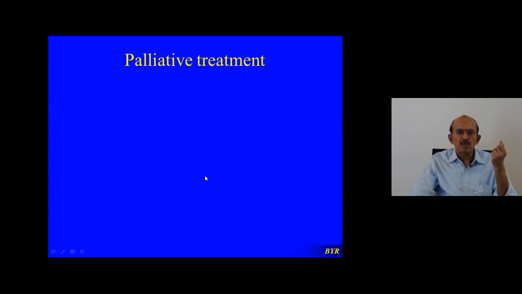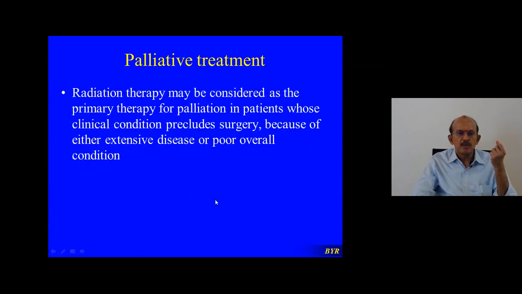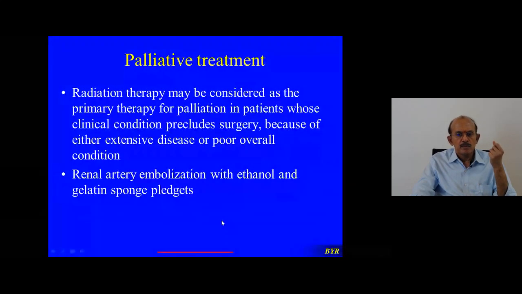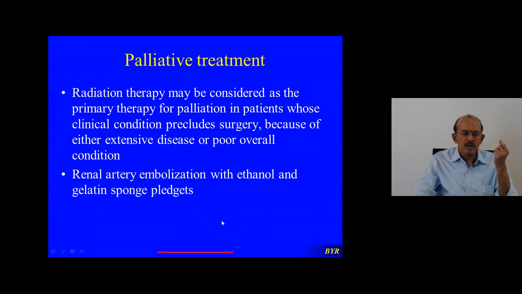Palliative treatment, the tumor becomes inoperable. Radiation therapy may be considered as the primary therapy for palliation in patients whose clinical condition precludes surgery because of extensive disease or poor overall condition. Or you can do even renal artery embolization with ethanol or gelatin sponge pledgets. If you do renal artery embolization, automatically the kidneys undergo aseptic necrosis. That is equivalent to doing a nephrectomy.